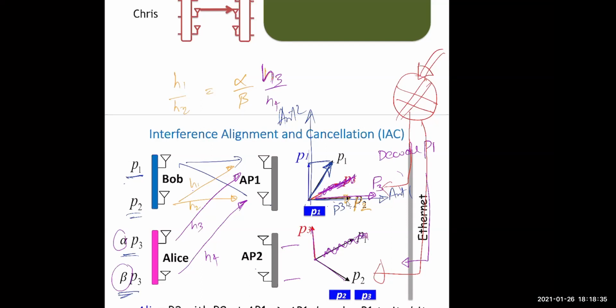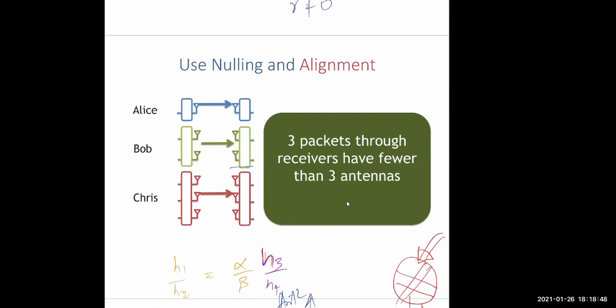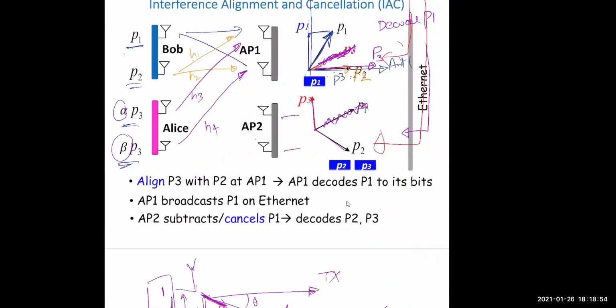In the same picture, in the uplink direction, when Bob and Alice are sending to the APs, you can decode 3 packets. But can we do the same thing the other way? Like in the AP Ethernet example, we decode P1 and then cancel it, right? So we can't do it the other way, right?